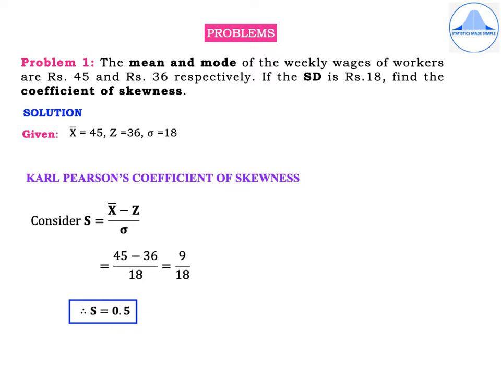For a 2-mark problem, this problem is a 2-marker, we need not write the conclusion. But because the value is positive, the distribution is said to be positively skewed.